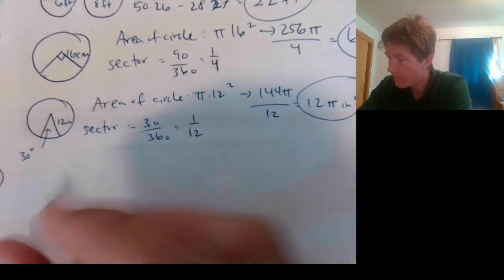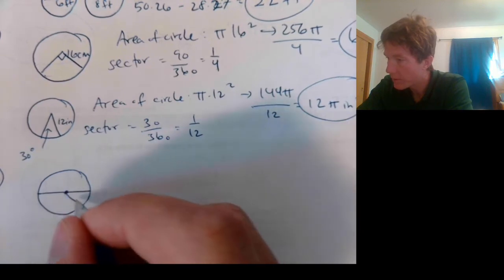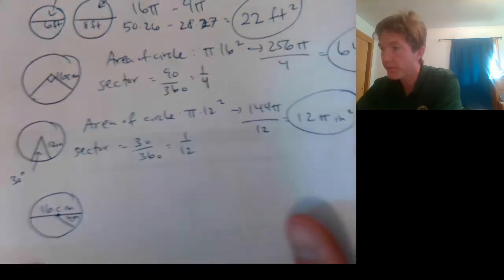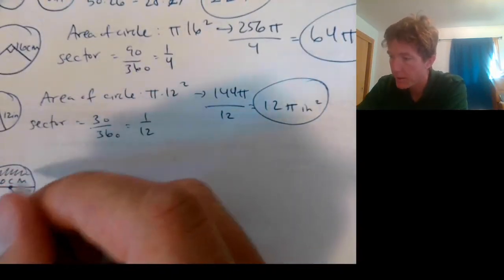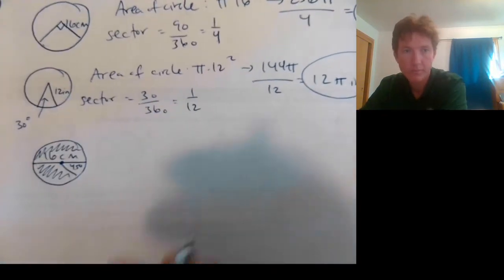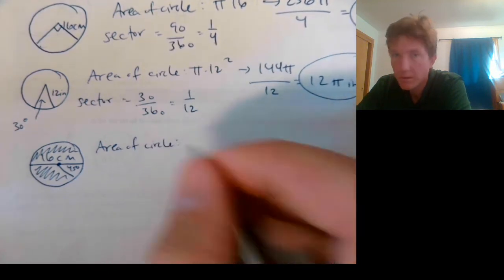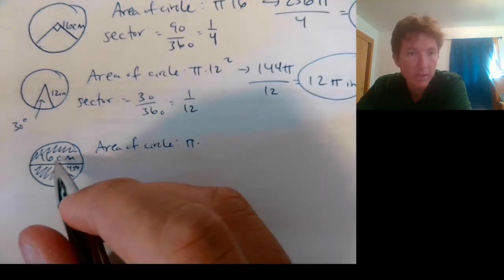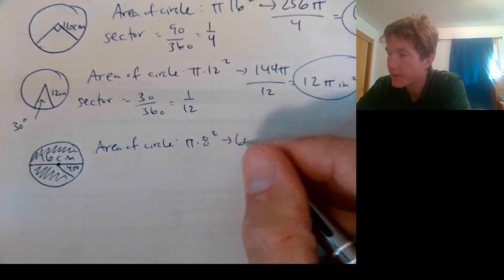Alright, number 12. We have a circle, 45 degrees, a diameter of 16. I'm just going to reconfirm that it's wanting that smaller section. It's not. It's actually wanting the larger section, so it wants everything that's not that little piece. Let's get the area of the circle first. Alright, so this is going to be pi times, I need to divide this by 2 because that's a diameter. So that'll be 8 squared. So that's 64 pi.